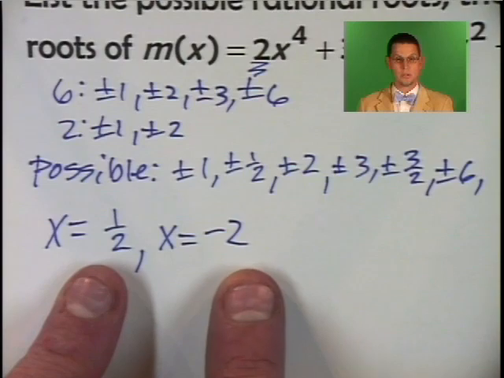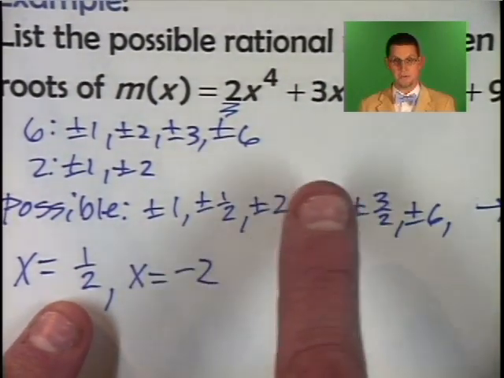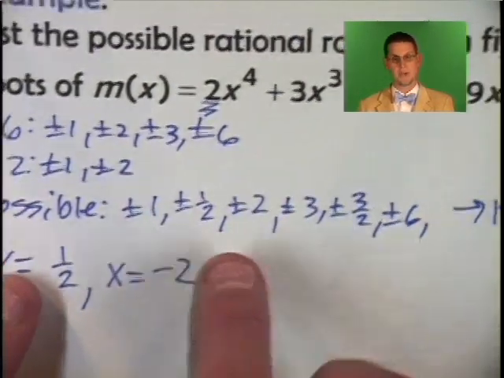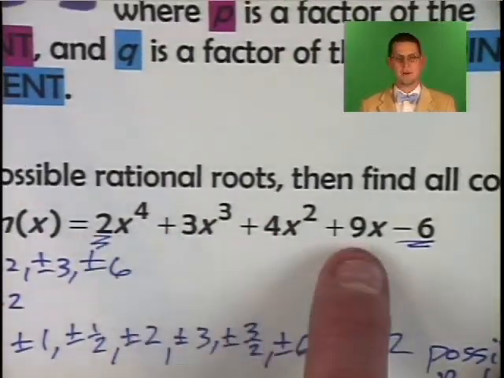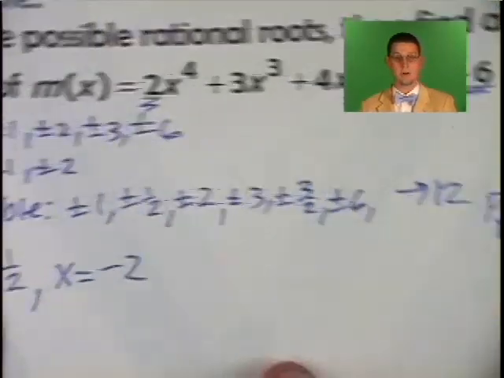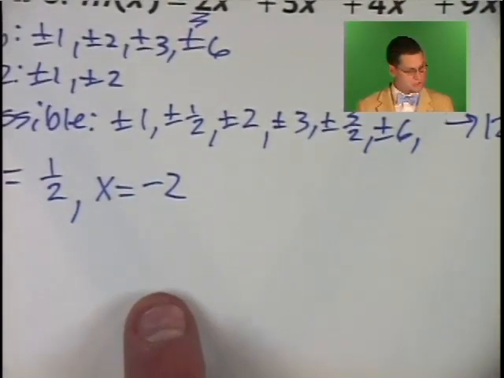Now that we have two solutions, let's see if they're actually in the category of possibilities. -2, well, that's right there. And positive 1/2, well, there it is. Meaning that I would never dare try a 7. I would never plug a 7 in here to see if I got a 0, because it's not in my list of candidates. Now I'm going to show you what we can do.